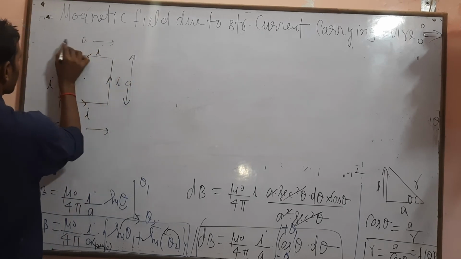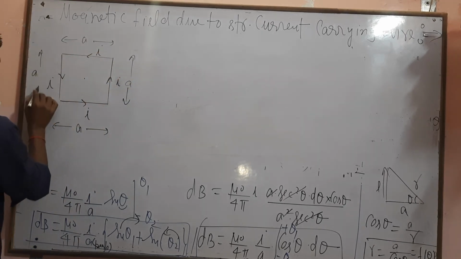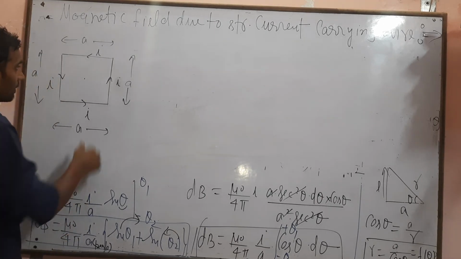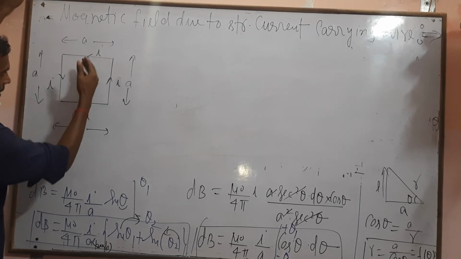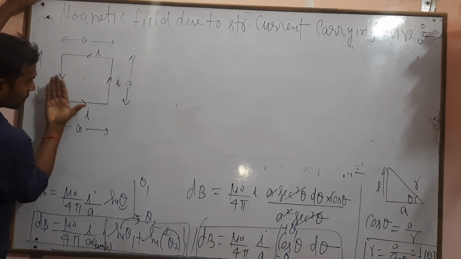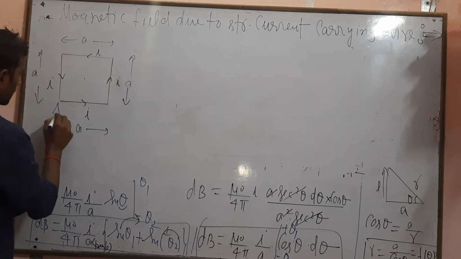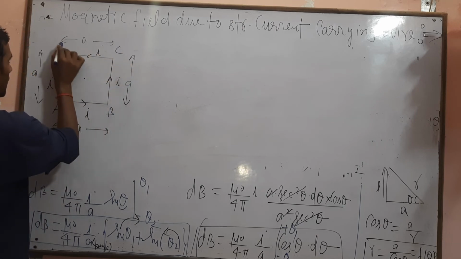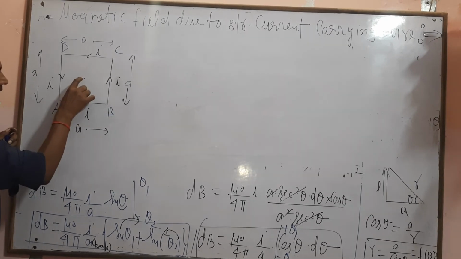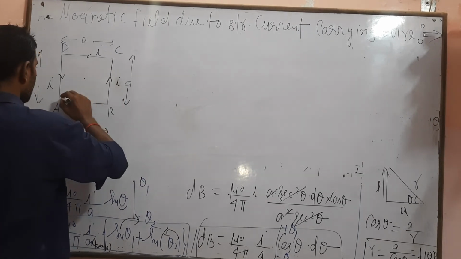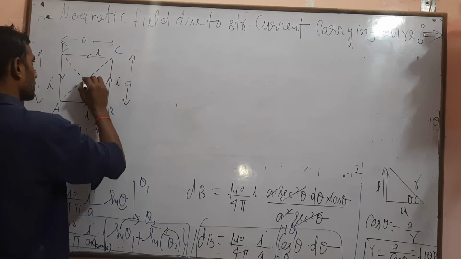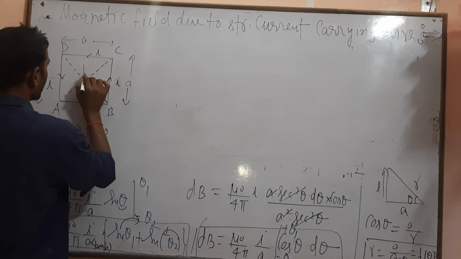The side of the square is a, and current I is flowing in the anti-clockwise direction. The direction of the magnetic field will be outward, because by the right hand palm rule, the thumb goes along the current. Let us suppose this is A, B, C and D. Due to AB, the direction at this point, this is the intersection of the diagonals. Let us suppose the intersection point will be O.